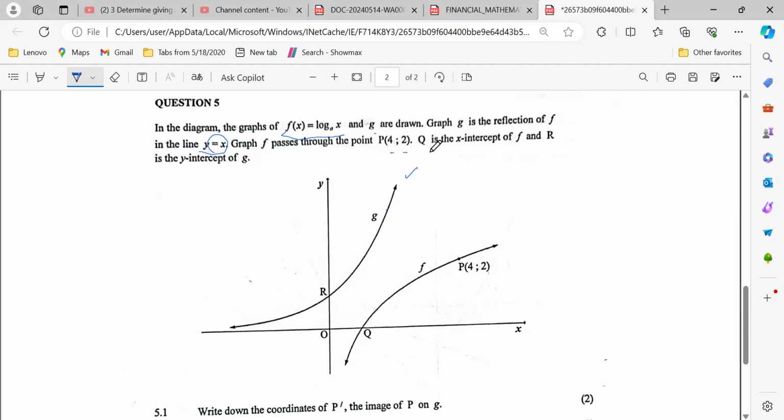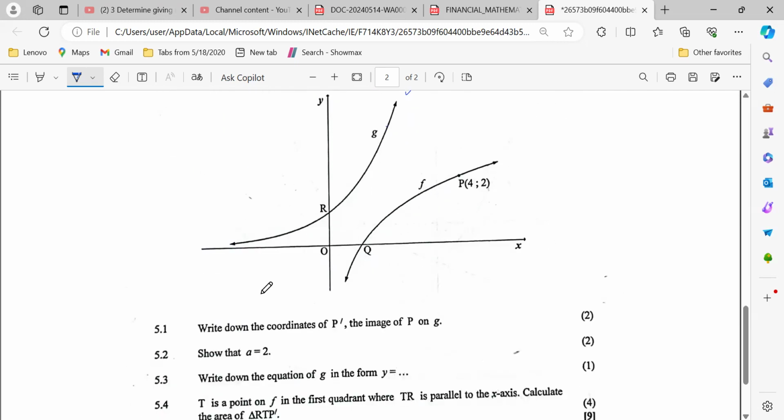Q is an x-intercept. P and R are the y-intercepts. Where's R? Oh, they say R is the y-intercept of g.